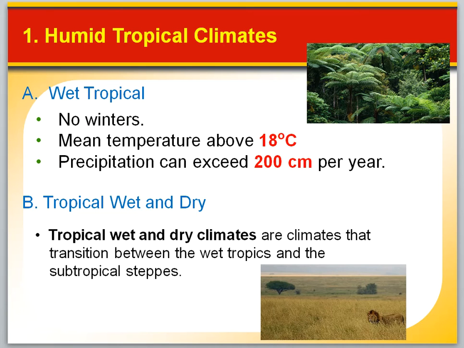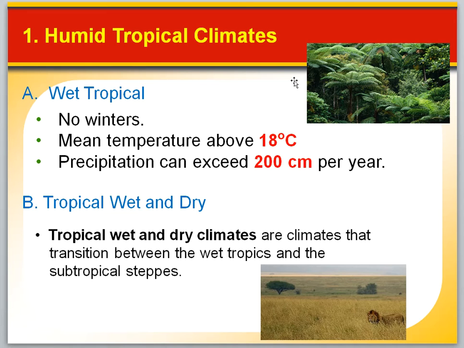These are what you would expect. They're going to be near the equator. These are your tropical climates that are either wet tropical or tropical wet and dry. Your wet tropical climates are going to be those sort of rainforest climates. There's no winter in those climates. The average mean temperatures are pretty high, 18 degrees C or higher, and about 200 centimeters of rain per year. So that's quite a bit of rain. So it's a very wet tropical climate, as you would expect.